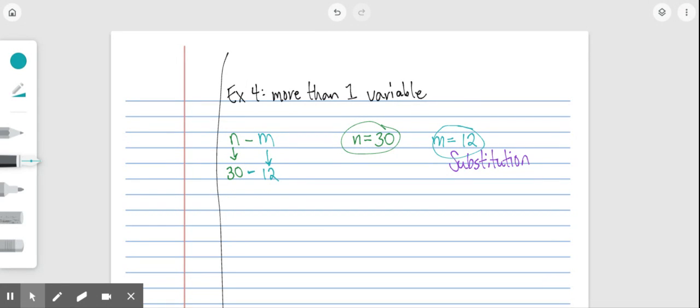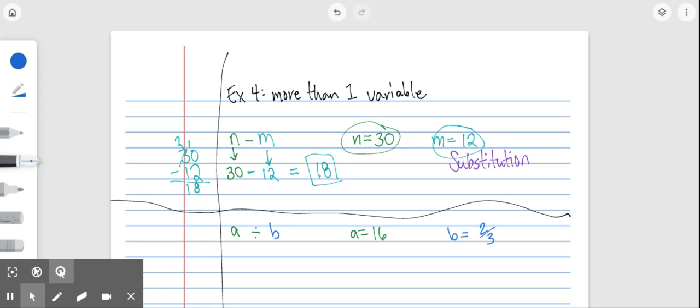Awesome. So now I can do that. 30 minus 12. I don't know that off the top of my head, so I'm going to do long subtraction. That's what the left spot is for. I need to borrow. 10 minus 2 is 8. 2 minus 1 is 1, so the answer is 18. So n minus m equals 18 when n equals 30 and m equals 12. Done. Okay, let's try a different one.